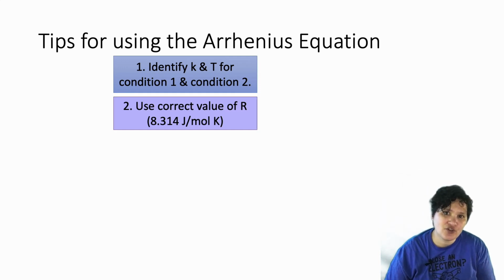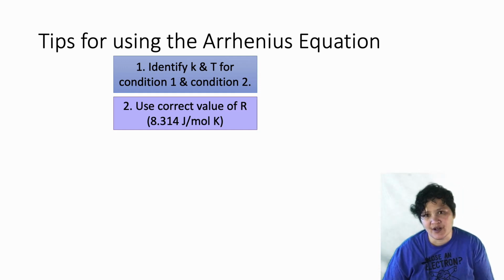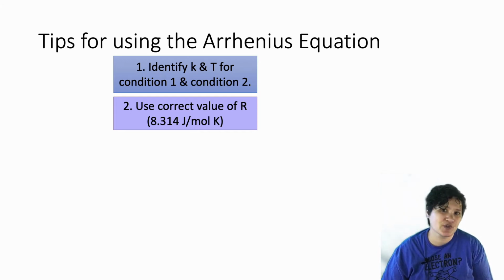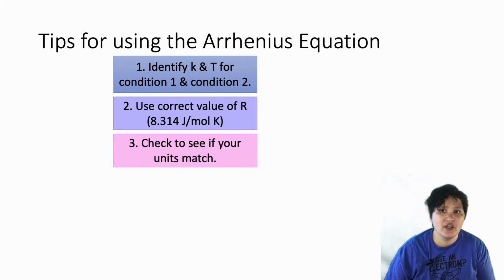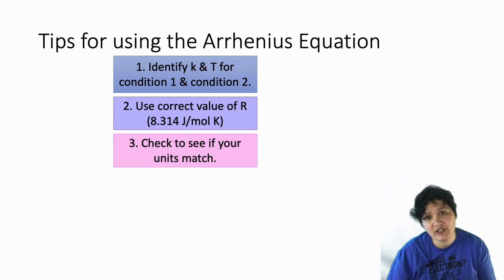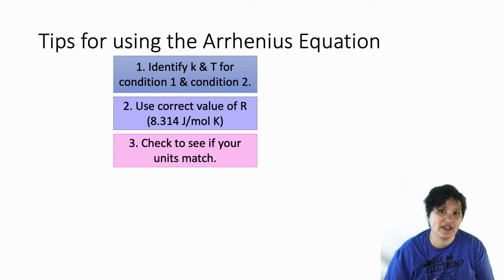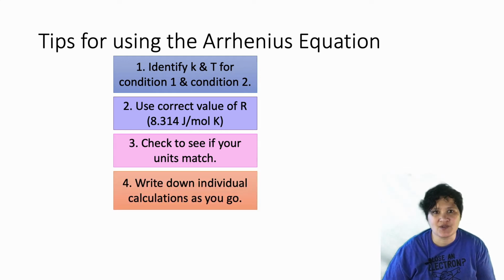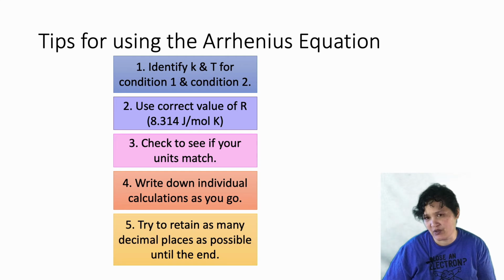Second, make sure you use the correct value of R. Again, we're dealing with energies, so that's going to be 8.314 joules per mole Kelvin. Third, check to see if your units match. In this particular equation, the only real mismatch you're likely to have is between kilojoules in the activation energy and joules in the gas constant. And then we have our usual disclaimers. Write down your calculations as you go and don't round until the very end.